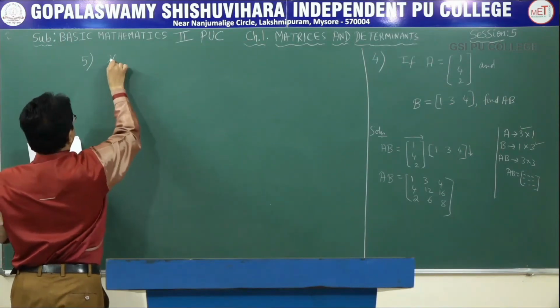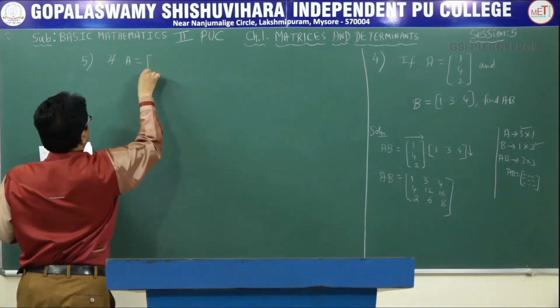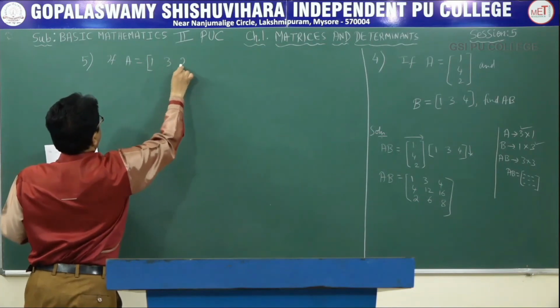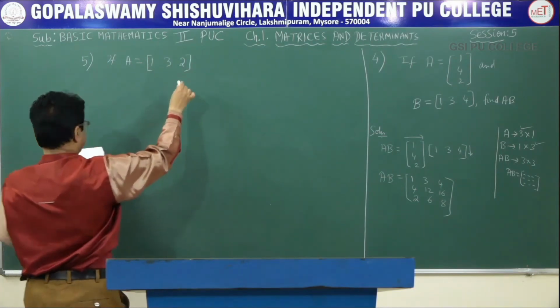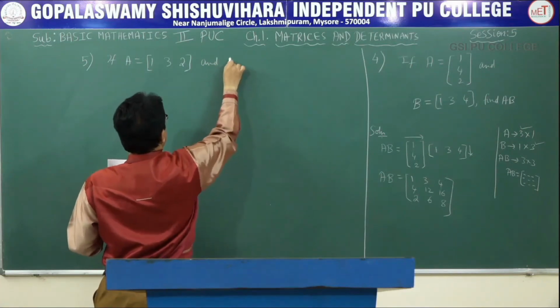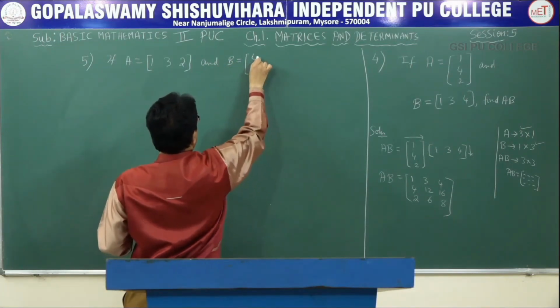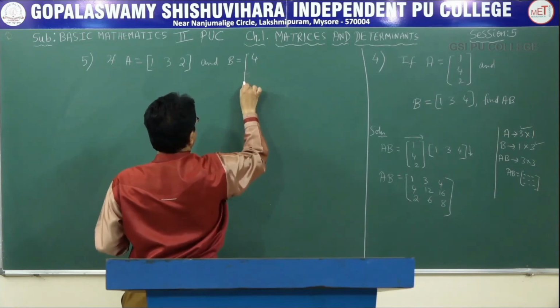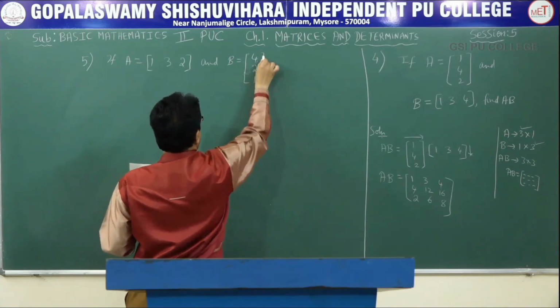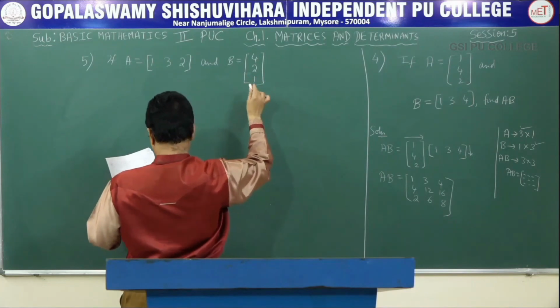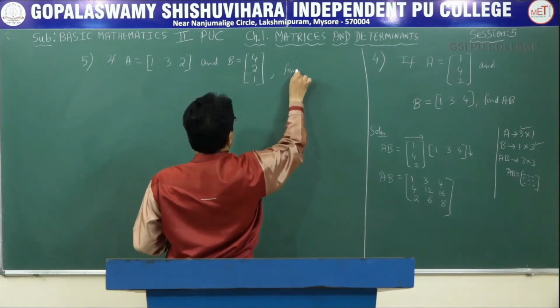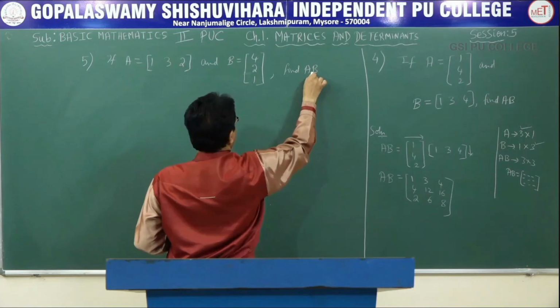If A equals [1, 3, 2] and B equals [4, 2, 1], find AB.